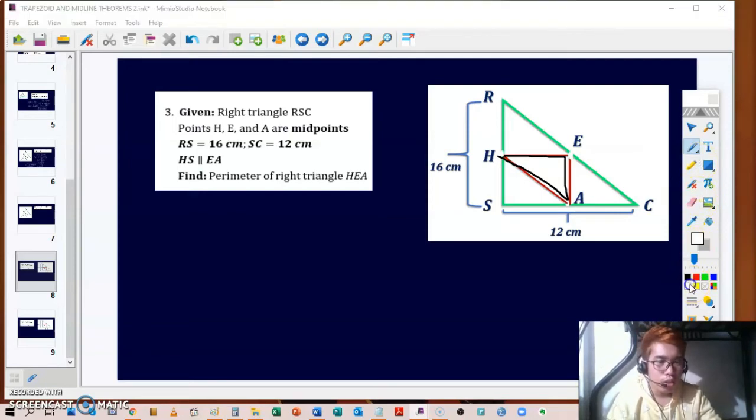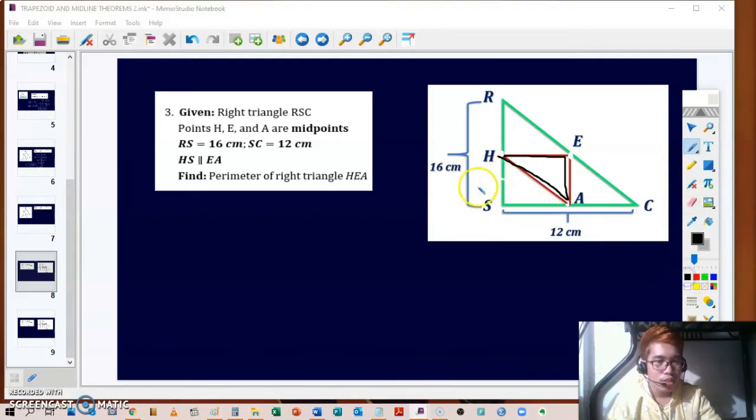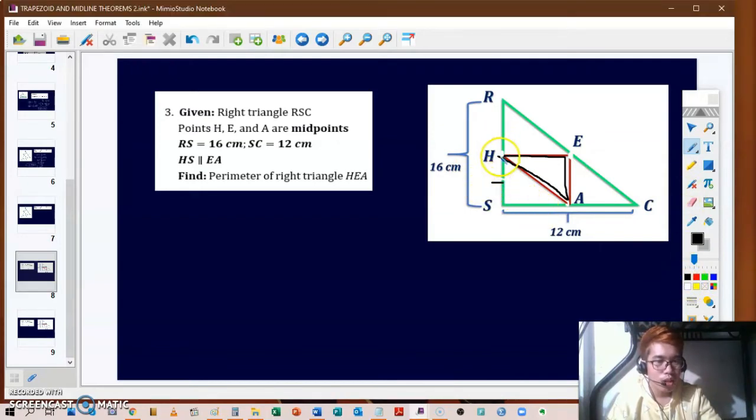So the first thing that we can do is find the measurement of HS. Since point H is the midpoint here, we can say that RH is equal to 8 and HS is equal to 8, since we have 16 as the total side measurement of RS. Therefore, since HS is parallel to EA, EA is also 8 centimeters.